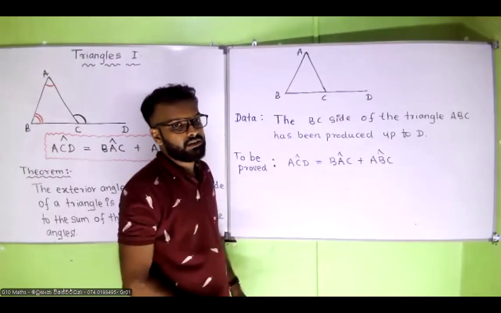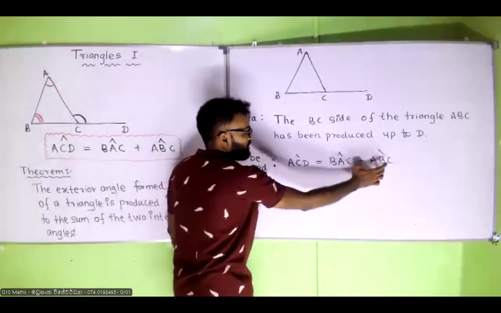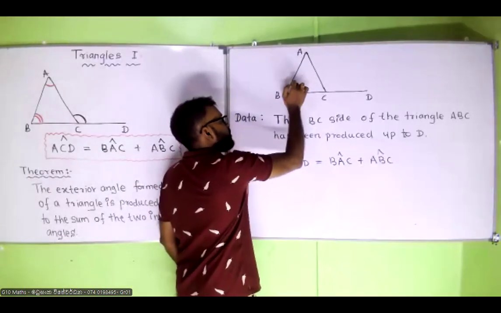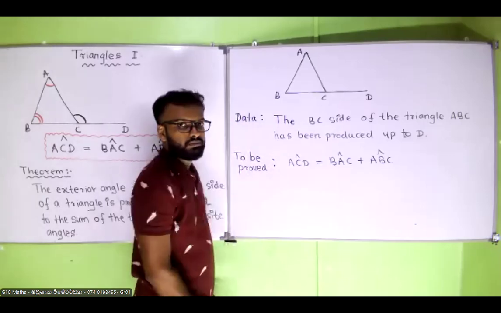Our exterior angle theorem. ACD is our exterior angle. BAC plus ABC means the summation of the two interior opposite angles. That is the theorem. That is to be proved.